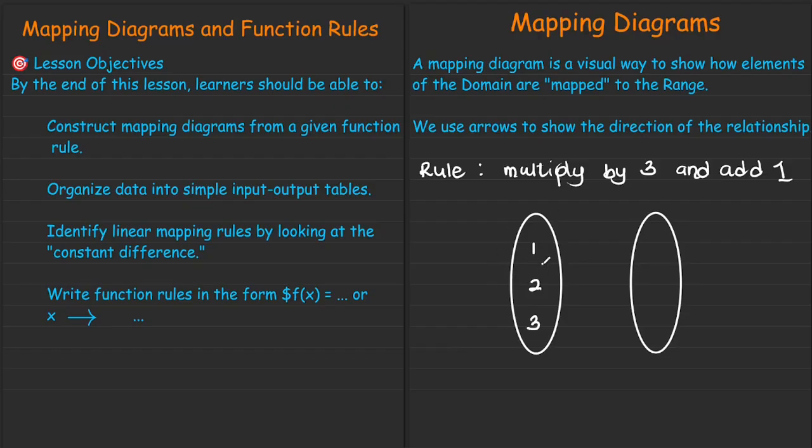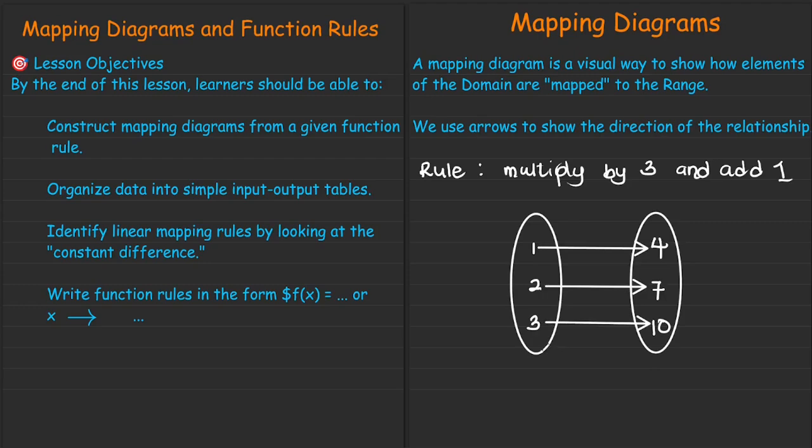if we multiply 1 by 3 and add 1, that gives us a 4. If we multiply 2 by 3, that is 6, and add 1, we have a 7. Then 3 times 3 plus 1 also gives us a 10. So as I said, we need to use arrows. Using arrows to show the relationship, this is how it is going to be.